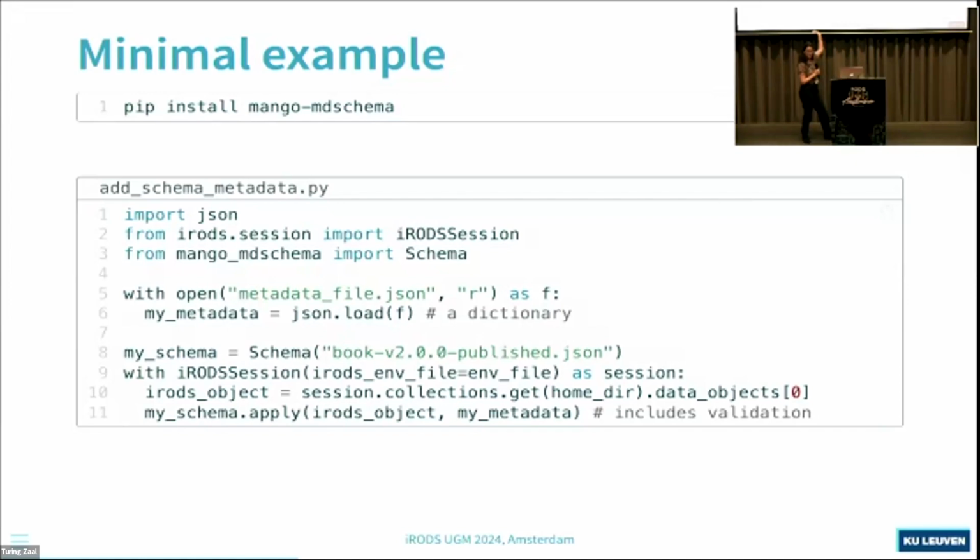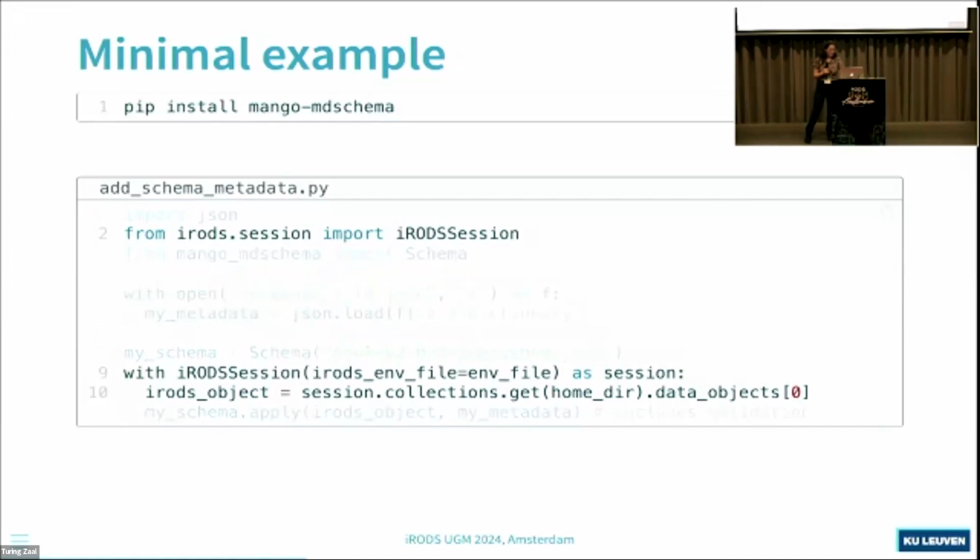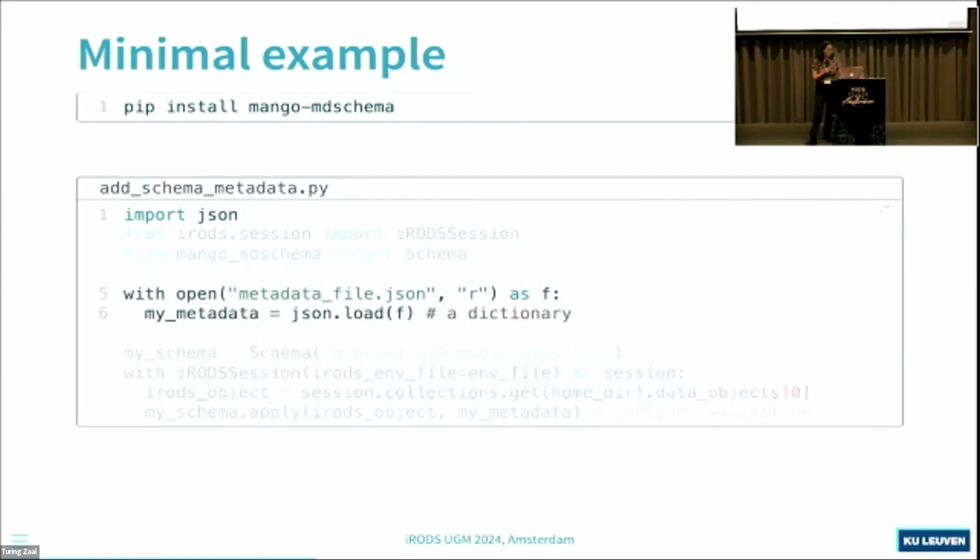So you can pip install mongo-metadata-schema. You have your Python code in which you want to add metadata, validating it with a schema. So you have your normal code for your session, you recover whatever thing you want to add metadata to. You can just write your dictionary of metadata. In this case, for example, you import it from a JSON that has your metadata. I'm going to show you what that looks like.